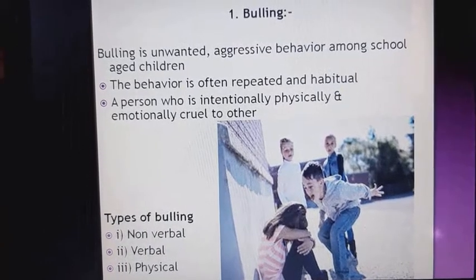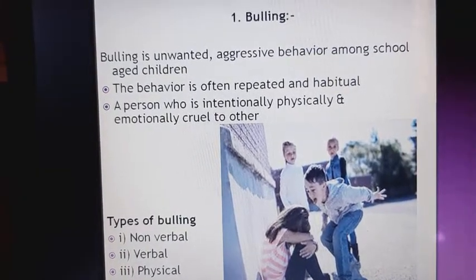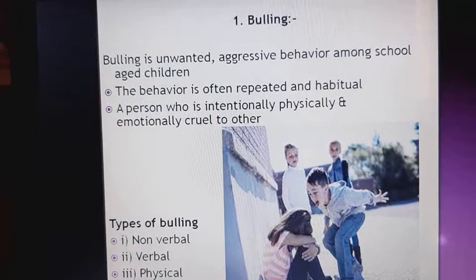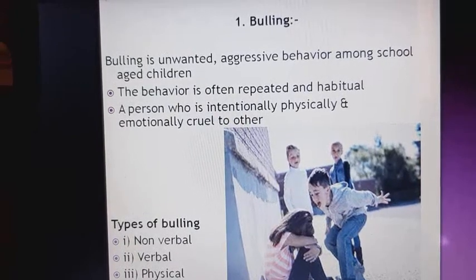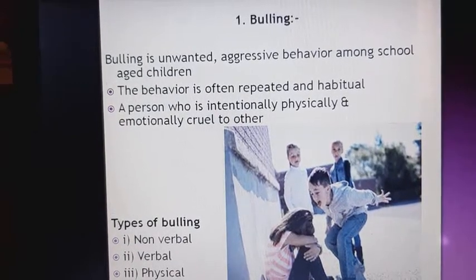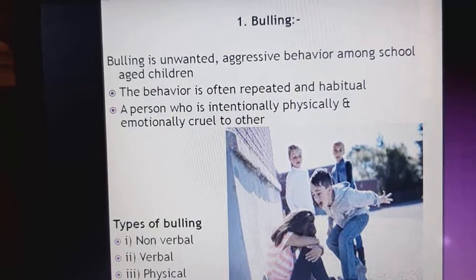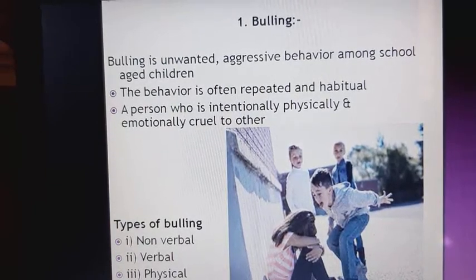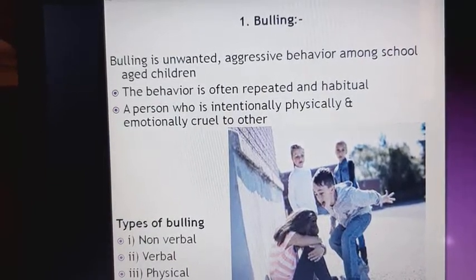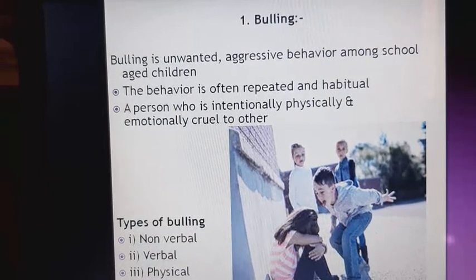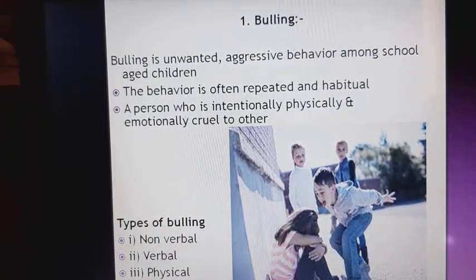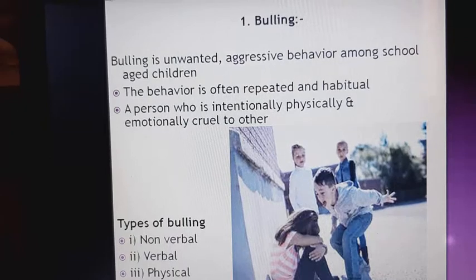First, bullying. Bullying is unwanted aggressive behavior among school-aged children. The behavior is often repeated and habitual. A person who is intentionally physically and emotionally cruel to others.